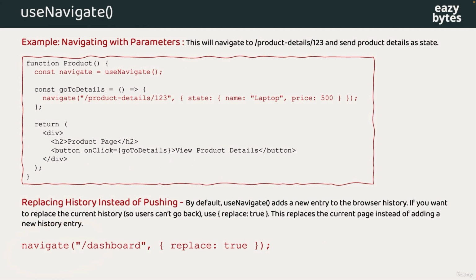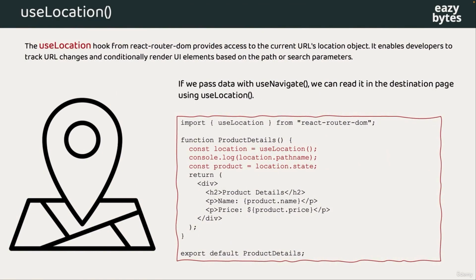We just have to mention replace as true while we are trying to navigate manually with the help of useNavigate. After useNavigate, we discussed useLocation. With the help of the useLocation hook, we should be able to identify the current URL's location. Apart from knowing the current path, with the help of useLocation, we should be able to read the data that we sent with the help of useNavigate. Here, with the help of location.state, I'm trying to read the product object, which might have been sent while navigating with useNavigate.